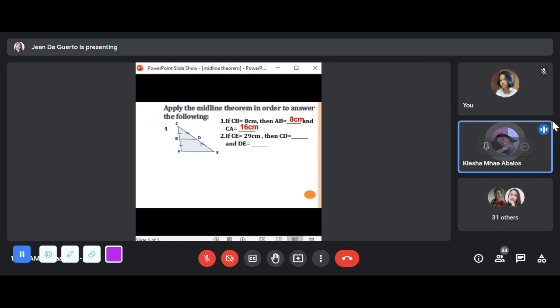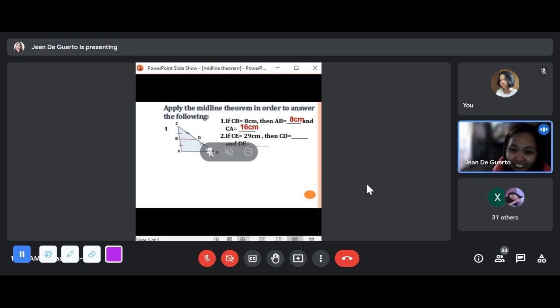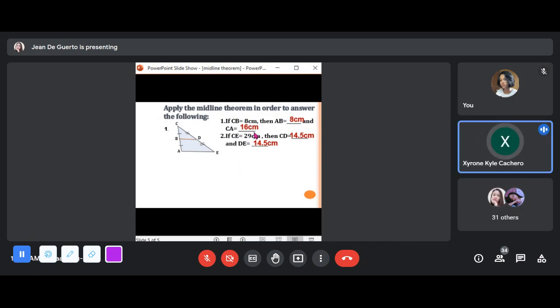If CE is 29 centimeters, then CD is 14.5 centimeters, and DE is 14.5 centimeters also. Okay. So both CD and DE have a measure of 14.5 centimeters. What did you do wrong? Why is Cyrone's answer wrong? Ma'am, it was 39 pala yung sa akin. So it's only 29 centimeters. So basically, you just divide that by 2.